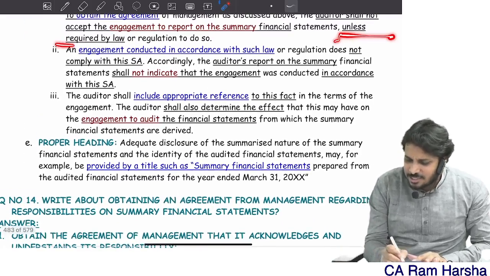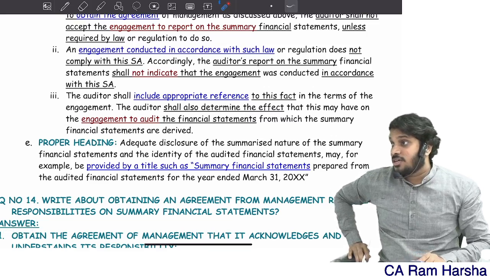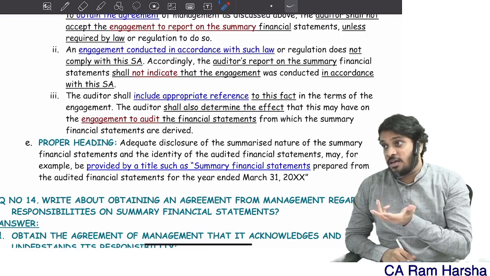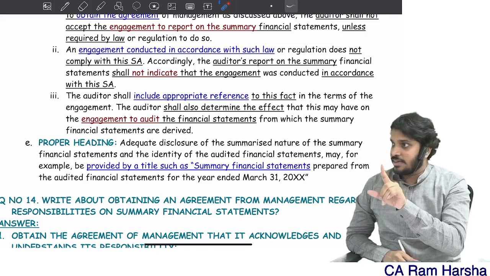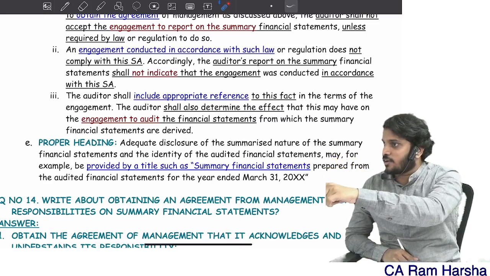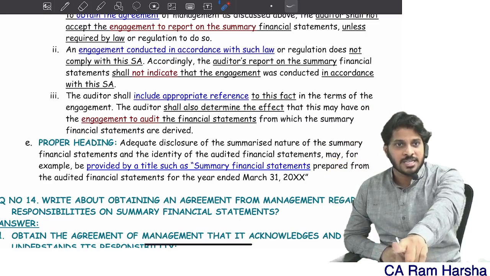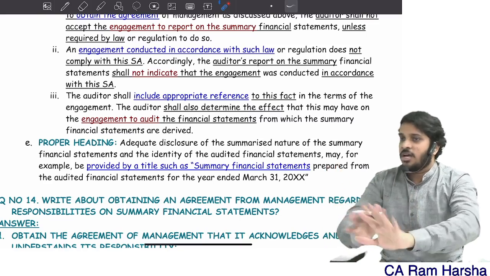Unless it is mandatory by law. Suppose even though the criteria is not valid, but you have to give a report on summary. You can give. Why? Because there's a requirement in law. You have to compulsorily accept that. Because you are the auditor of the main financials, you should give the summary financials. "Sir, the framework is not acceptable. The criteria is not acceptable." It's okay. No, you have to give.